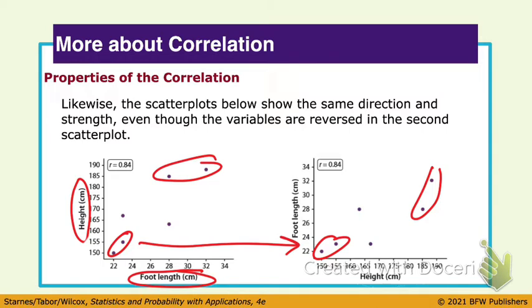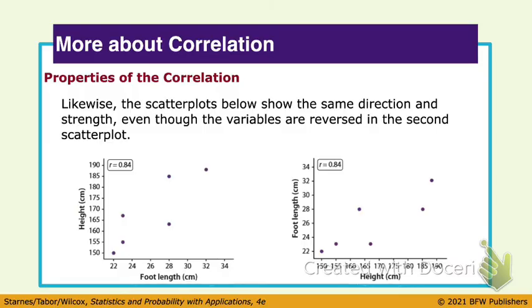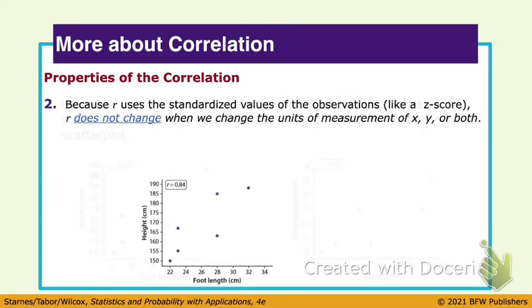So again, just to reiterate, if I switch my x and y on accident, it's not going to make a difference for correlation. It will make a difference on whether or not you have the correct explanatory and response variable, though. Okay, so it is still important to make sure that you do it right, but that's just something to keep in mind. All right, let's turn the page and see what else we can find out about correlation.